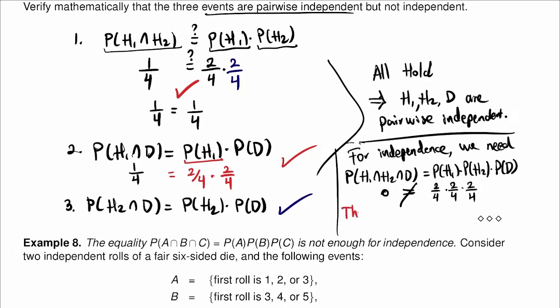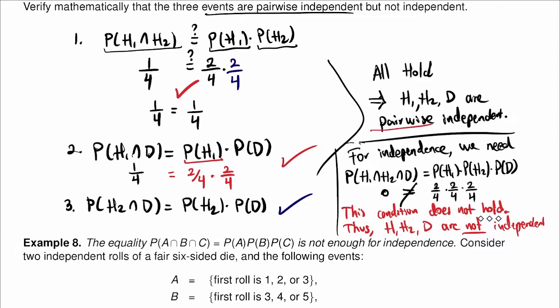So that means H1, H2, and D are not independent. They are pairwise independent, but they are not independent.